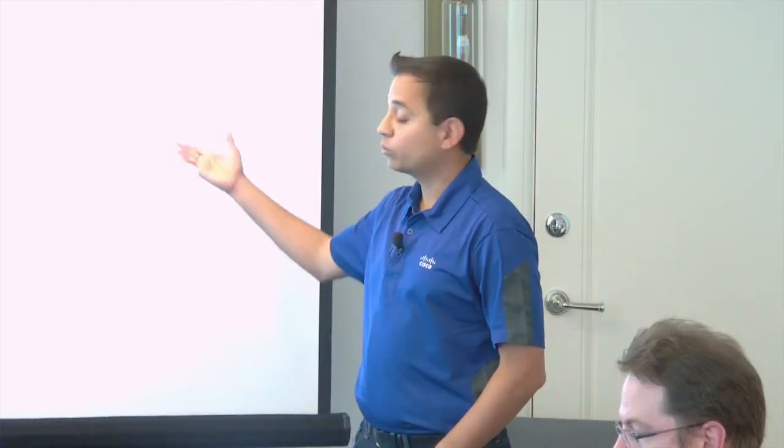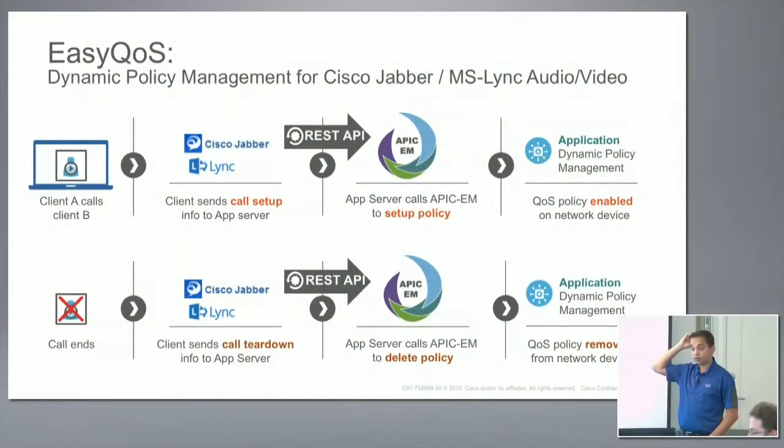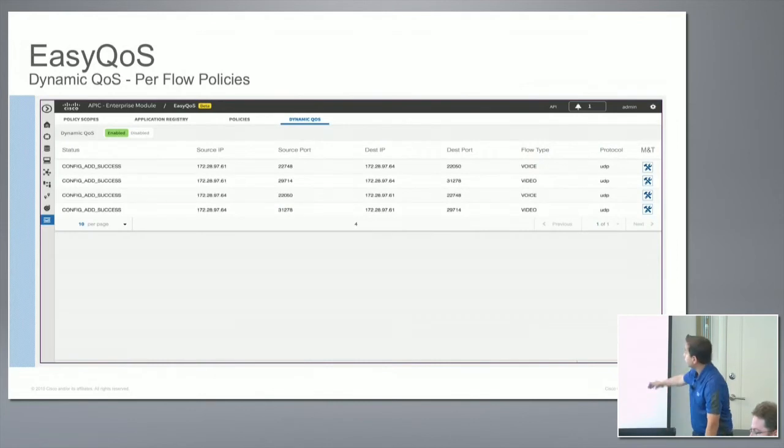Exactly. So that's why we have the call manager integration when we come out with the 1.3 release in early September. CUCM is also coming out with the 11.5 SU1 version, where we have very tight integration, where it sends the session information, says here's a voice and video, it needs to be prioritized accordingly, and the controller takes care of that. And this is actually how it looks. So once you have these policies, you are able to go into dynamic QoS. You can see it is enabled. You see all those policy flows.